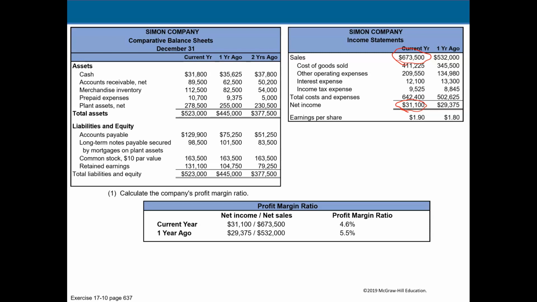1 year ago, which would be $29,375 divided by 532 is 5.5. So they get to keep less of their sales this year than what they were able to do last year.